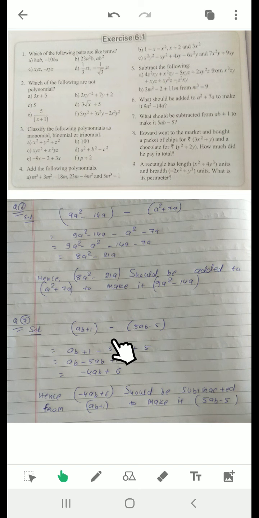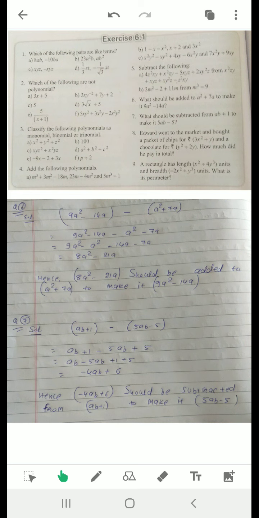Now we know how to do subtraction. We will open the bracket. This minus 5ab, with the minus sign outside, minus minus, I will write plus. Be careful with the symbols. Dear students, be very careful with the symbols. Minus, plus, plus, minus. Don't make mistakes, otherwise you will get 0 marks. So be very careful with the symbols. Then there is simple addition and subtraction only. Combine the like terms and add or subtract.